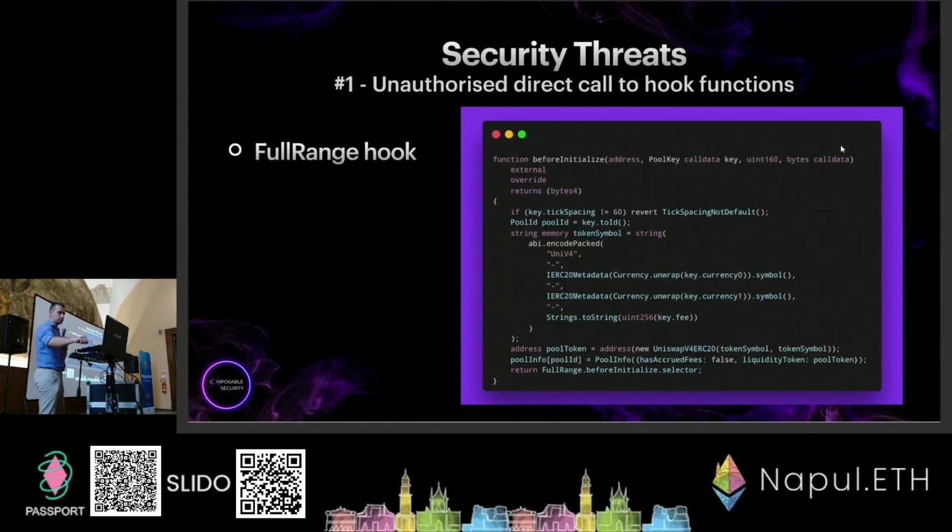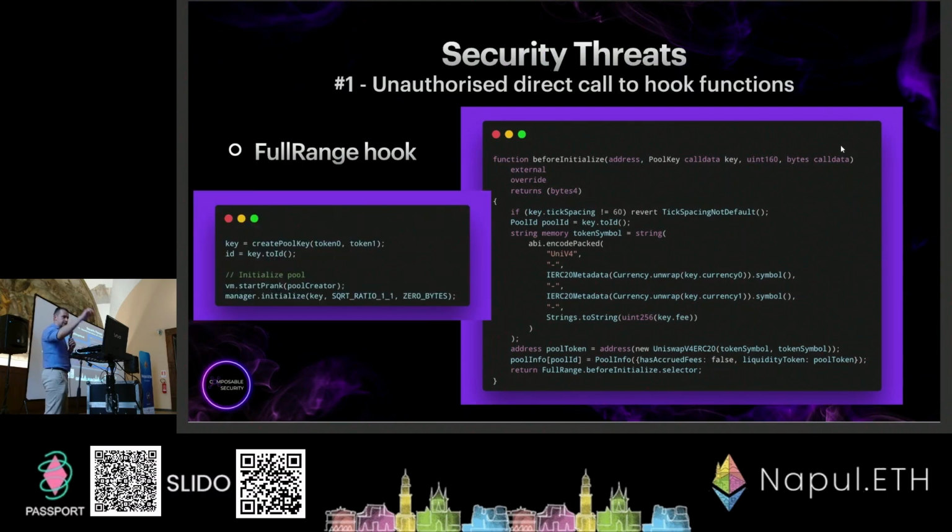And here is an example of a hook. This is a full range hook that you can treat as Uniswap v2 on Uniswap v4. Whenever you add liquidity to a pool that has this hook, it puts the liquidity on the whole curve, on the whole range. So like Uniswap v2, right? And also, just before you initialize a pool, it creates an ERC20 token that represents the liquidity on this curve. So you can think of it like Uniswap v2 on Uniswap v4.